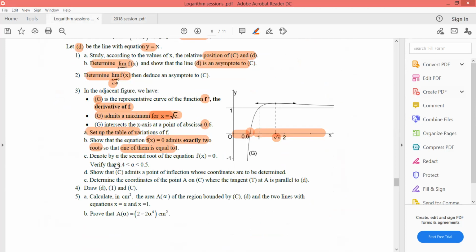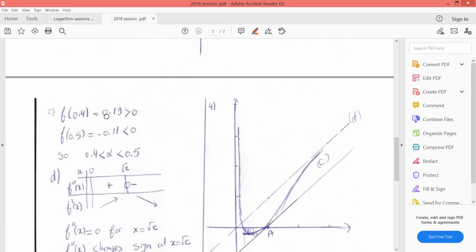Denote by alpha the second root of the equation f(x) equal to 0. Verify that alpha is between 0.4 and 0.5. This is simple. We calculate f of 0.4 and f of 0.5. One of them will be negative and the other positive. We find f of 0.4 is 0.19, which is positive, and f of 0.5 is minus 0.011, which is negative. So alpha is between 0.4 and 0.5.